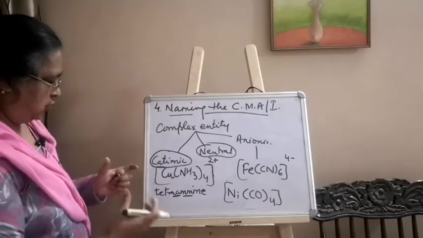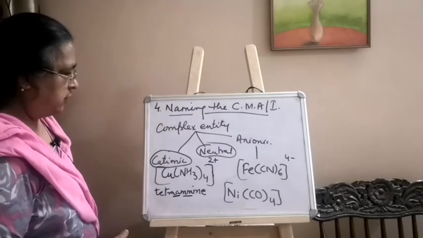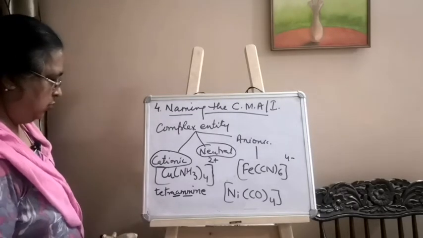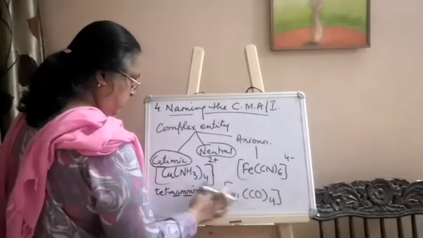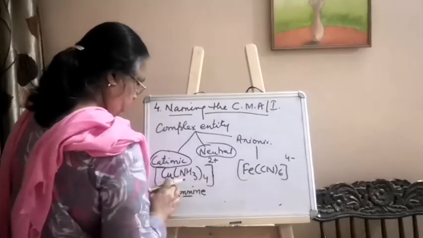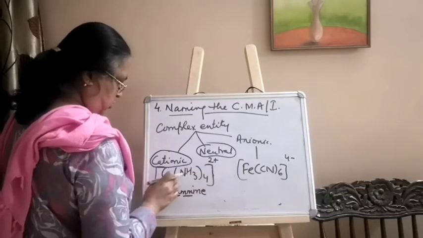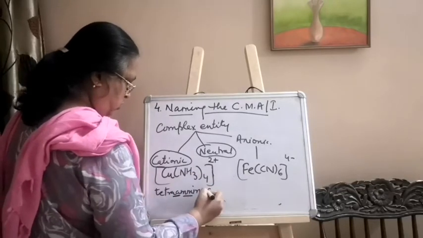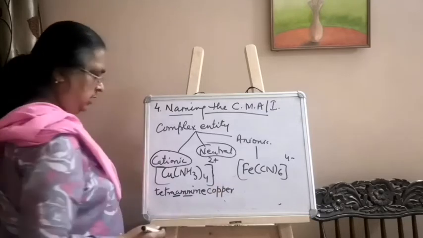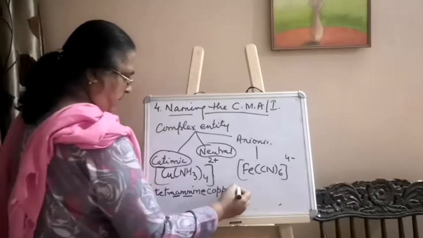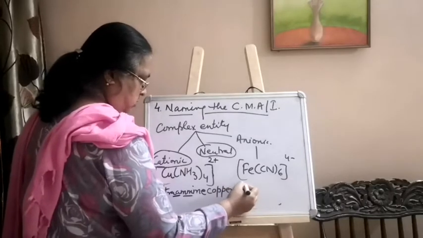If they are joining together, then the first vowel will be omitted. Not that the rule has to be followed. So it is tetraamine, and the name will be what? This is now no more a ligand, so here it will be copper. So copper you will write as it is, and with its oxidation number in the small bracket.